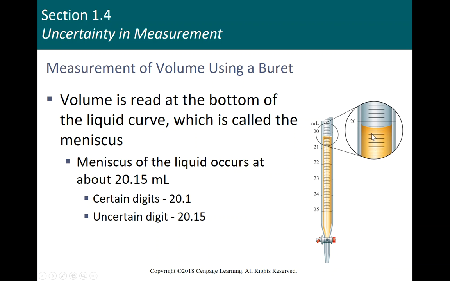If you're working in a lab group, someone in your lab group may have argued with you and said, no, I think it looks like 20.14. Or someone else might have said, I think it looks like 20.16. All of those are correct because certain digits are measured the same by everybody. The uncertain digit is based on the individual looking at the measurement.